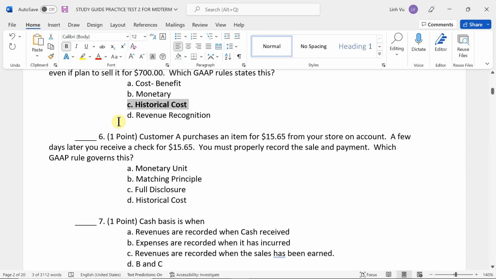All right, number 6. Customer A purchases an item for $15.65 from your store on an account. After a few days, you receive a check for $15.65. You must properly record this sale and payment. So which GAAP rule governs this? Matching principle, right? You charged for the sale for $15.65, and then the customer pays you that exact amount, $15.65. So this is where you're going to match your numbers. So that's correct.